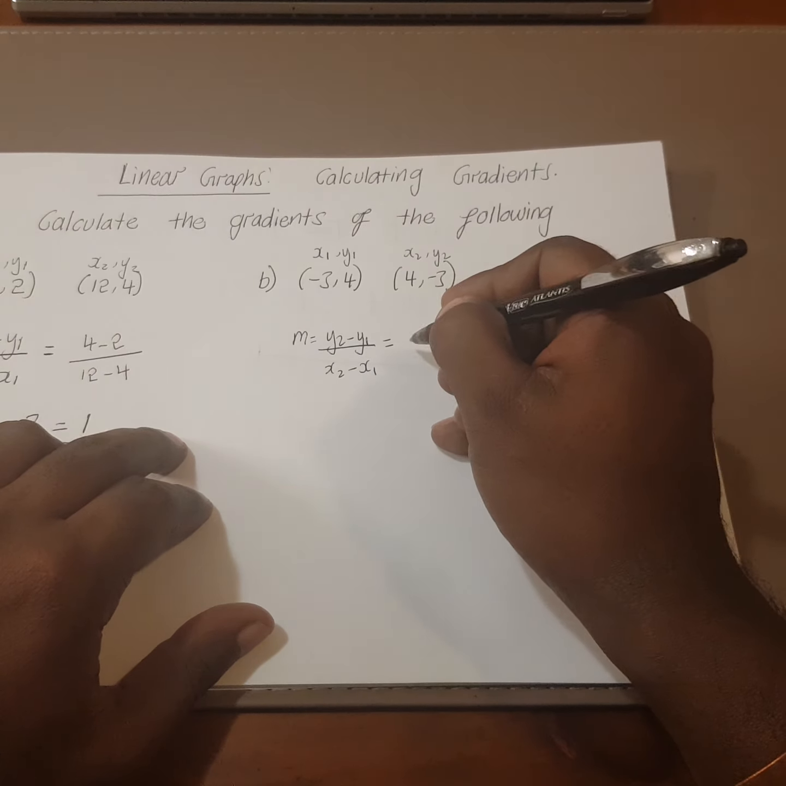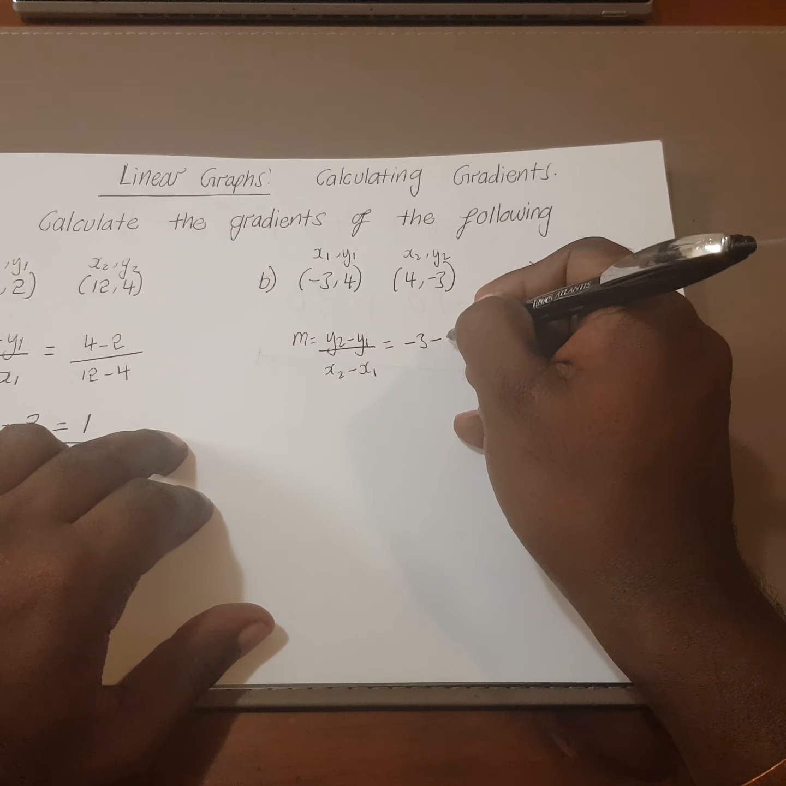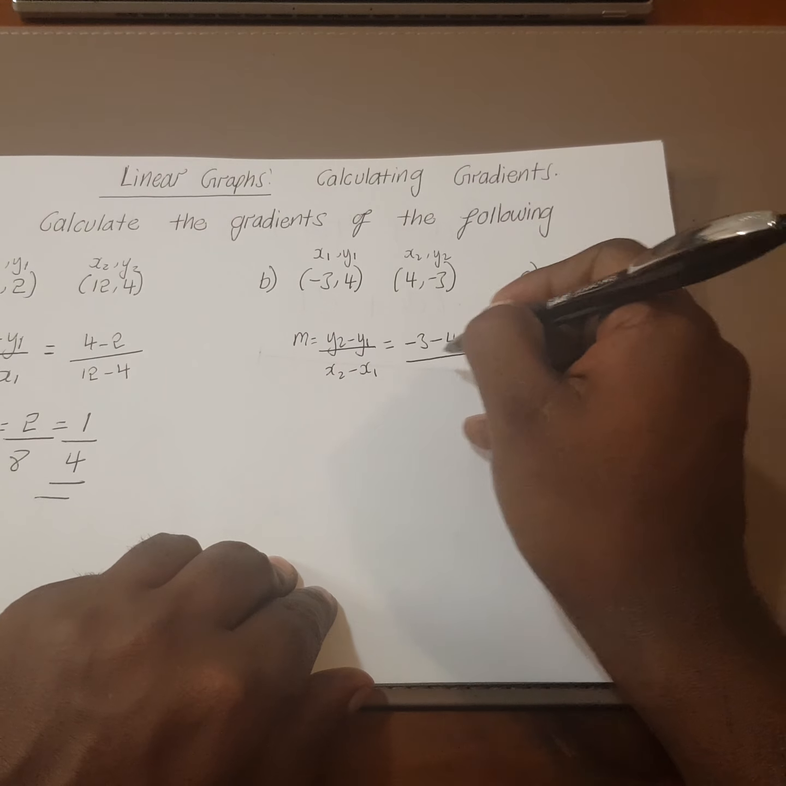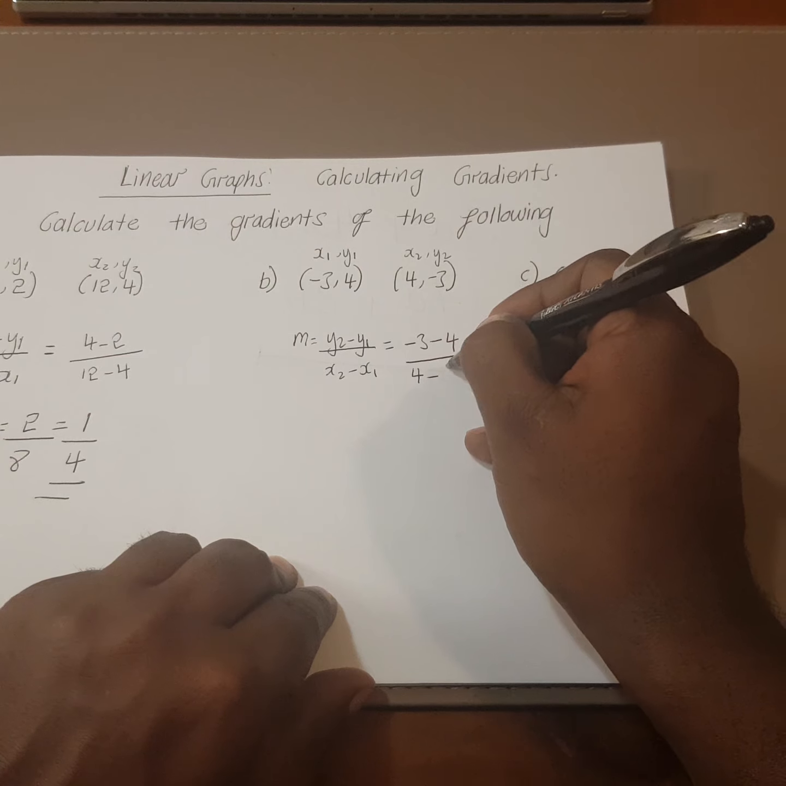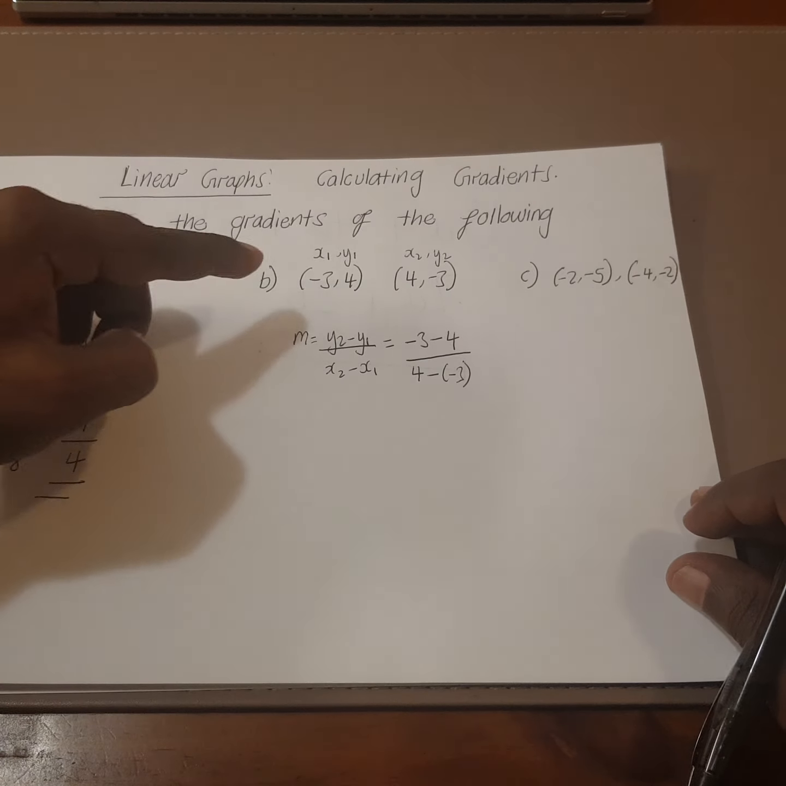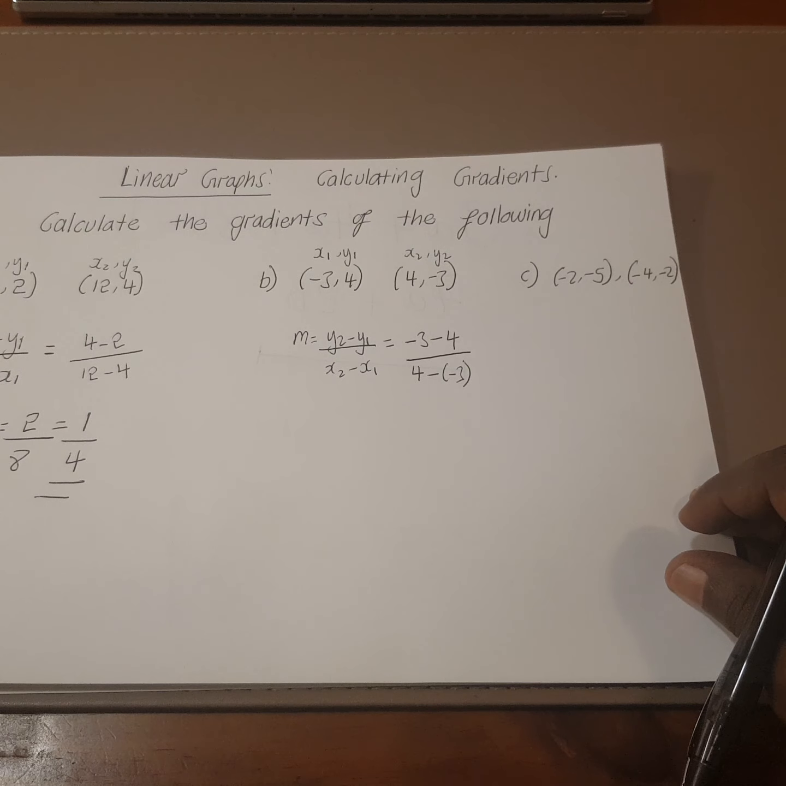All right, so that becomes -3 minus 4, and that becomes 4 minus -3. Now it looks very confusing because you've got -3 and 4 and -3, but please note you've got to make sure that you follow the right number, and most importantly in this case the right sign.